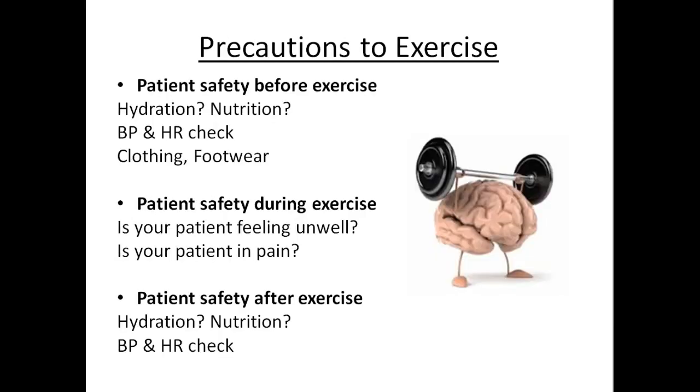So precautions to exercise. Contraindications, absolute and relative, and then we've got precautions. So patient safety is part of clinical governance, and before we exercise our patients, we've got to make sure, what's their hydration status like? Have they had an alcoholic drink within 2 hours? What's their nutritional status like? Have they just eaten a big meal, for example, and then they're coming to exercise? We'd obviously do a blood pressure and heart rate check at rest, and make sure they're wearing appropriate clothing and footwear.